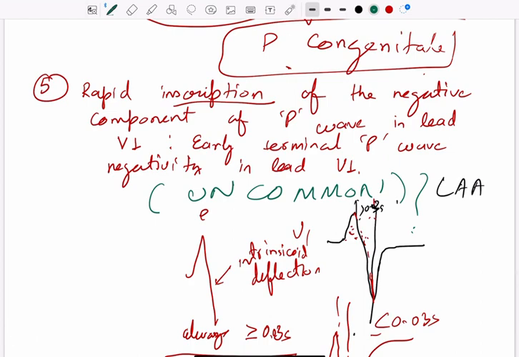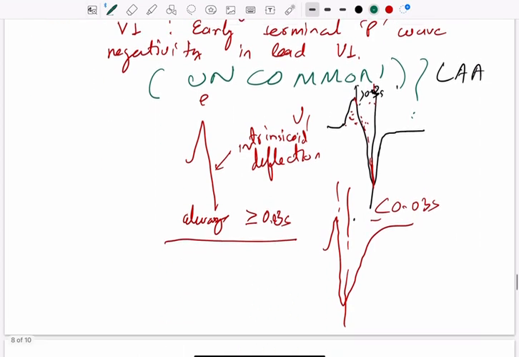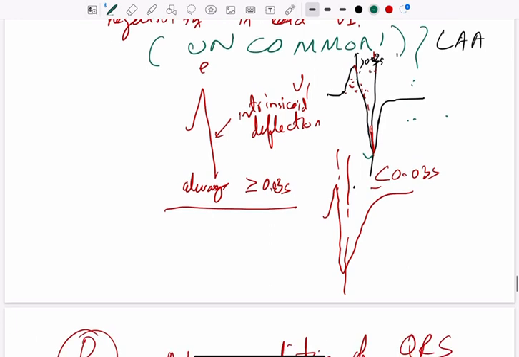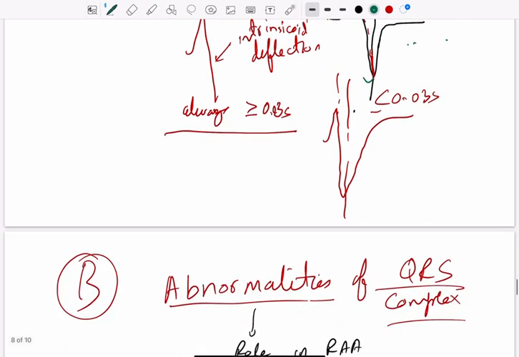Why? You have to differentiate, because here you have a peaked P wave and a more prominent negative deflection, which ideally is the condition for left atrial abnormality. How will you differentiate using the intrinsicoid duration? In left atrial abnormality, the duration will be more than 0.03 second, or normal. Here it is below 0.03 second, which shows right atrial abnormality.